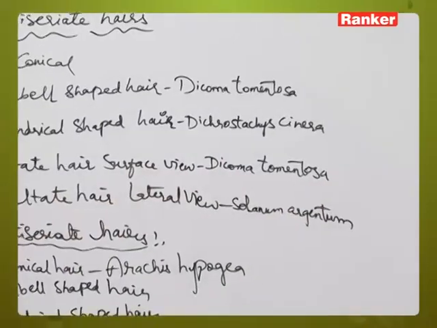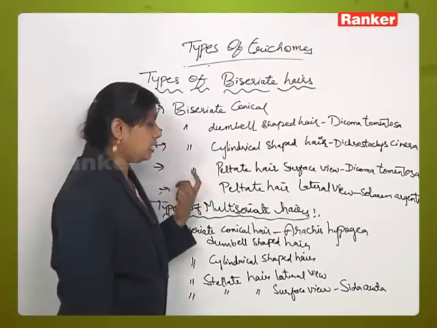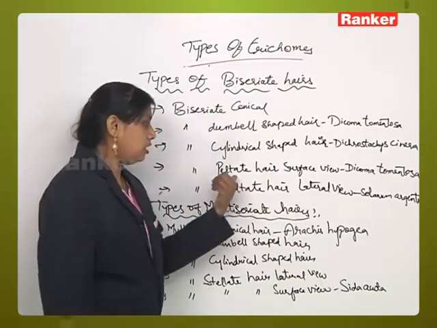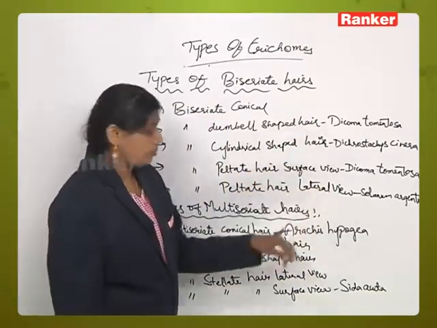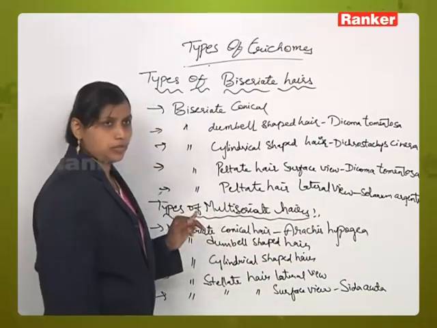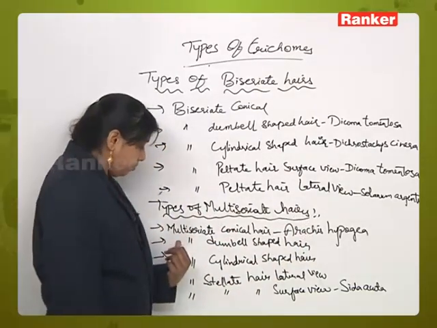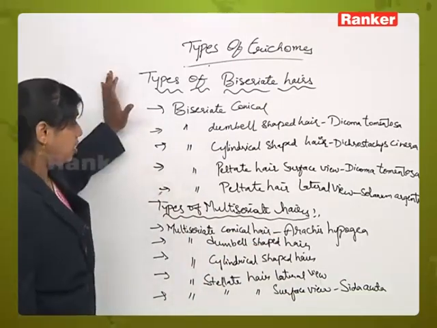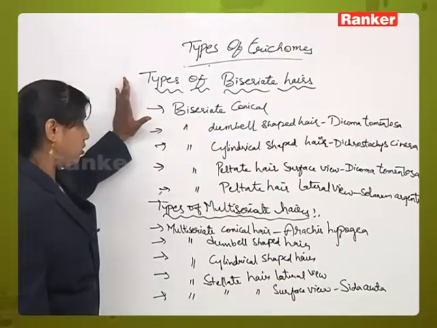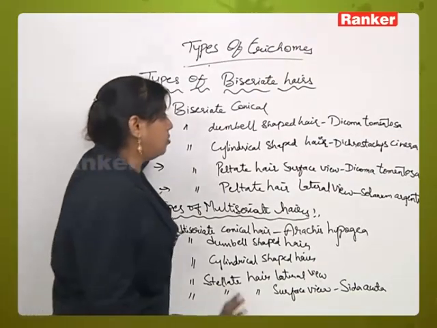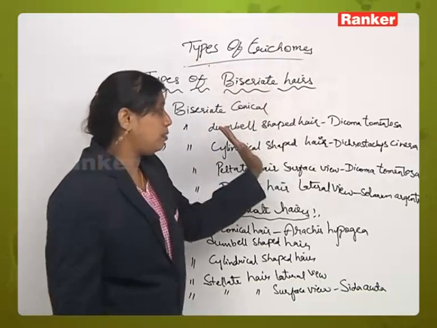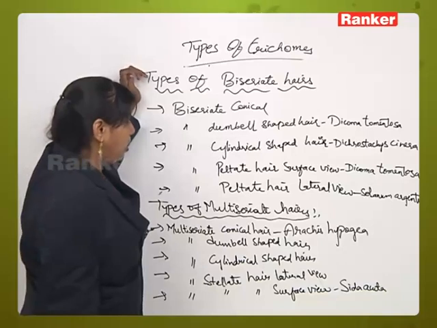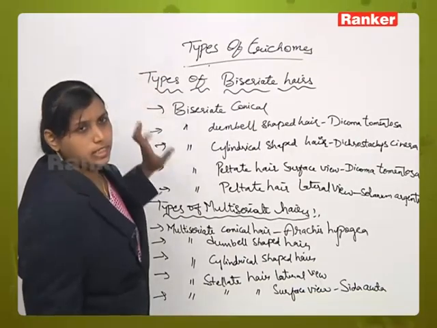Dichoma tomentosa is an example for what type of biseriate hair? It is an example for dumbbell shaped hair as well as for peltate hair in surface view. In the same way, in Arachis hypogea, what type of trichome is seen? Multiseriate conical hair types are seen in Arachis hypogea. So basically, in the trichomes chapter you will get fill in the blanks or multiple choice questions on the basis of types and the examples. We have given you the list of unicellular, uniseriate, biseriate and multiseriate hairs.